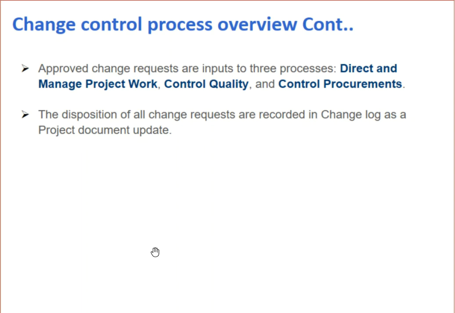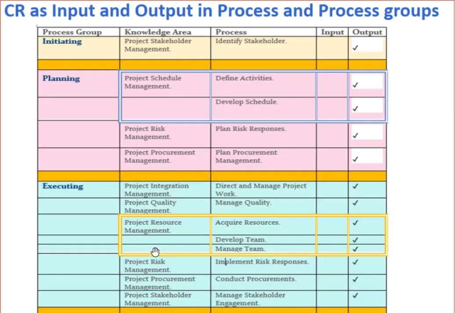Approved change requests are input to three processes: direct and manage project work, control quality, and control procurements. The disposition of all change requests are recorded in change log as a project document update.